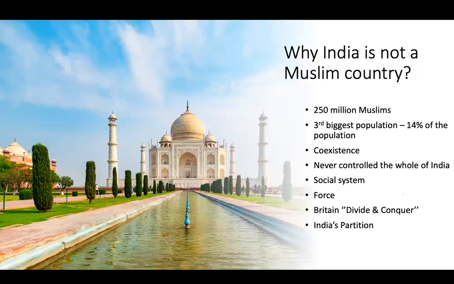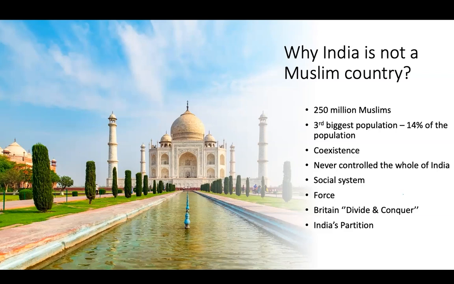So a common question that most people think about: the Mughal Empire lasted for 300 years, the Delhi Sultanate for 130 years. So Muslims have been in these lands for 600 years. Why is India not Muslim? At the moment, India has 250 million Muslims. It's considered the third biggest population of Muslims worldwide, after Indonesia and Pakistan.